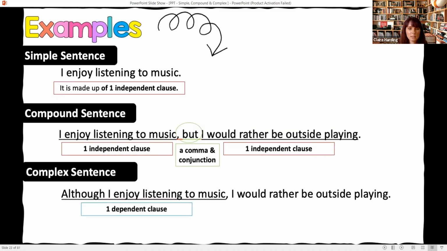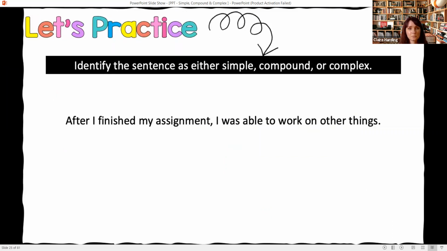Remember, a complex sentence has one dependent clause. That clause cannot stand alone as a sentence. It's not a complete thought. Plus one independent clause. That clause can stand alone. We could write a sentence that says, I would rather be outside playing. So that is an independent clause. So remember those because we're going to do a little bit of practice.